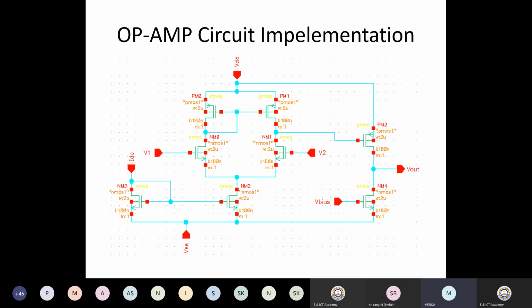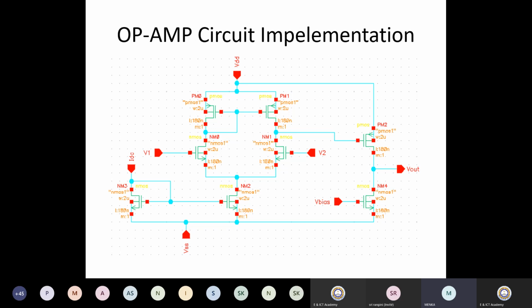In slide number 3, this is the op-amp circuit implementation. If you look at any analog book, generally Razavi's book has any number of configurations. You will find different configurations, Gilbert cell and other cells. There you can take any circuit and then try to tune its parameters. For example, look at this bottommost transistor. This is NM2. Are you able to see NM2?